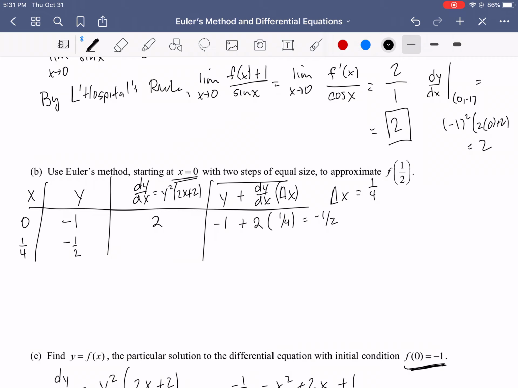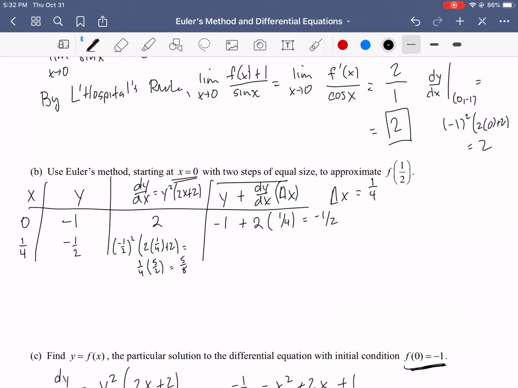Now we're ready to recalculate the slope at the next point. So 1/4 and -1/2, I'm going to plug those into my dy/dx. So that's going to be (-1/2) squared multiplied by 2 times x, which is 1/4, plus 2. And so that's going to give me 1/4. I'm going to calculate this under here. 1/4, and then 2 times 1/4 is a half, plus 2 is going to be 5/2. So this will be a slope of 5 over 8.